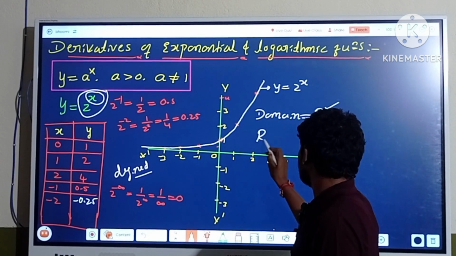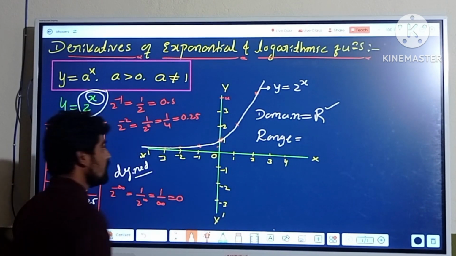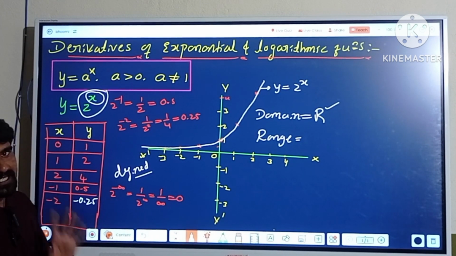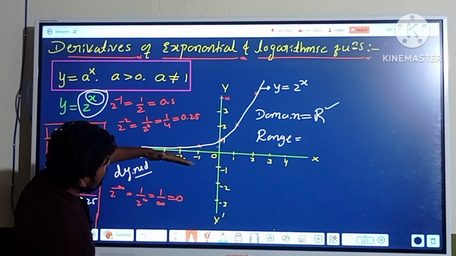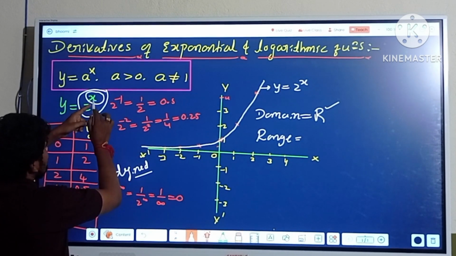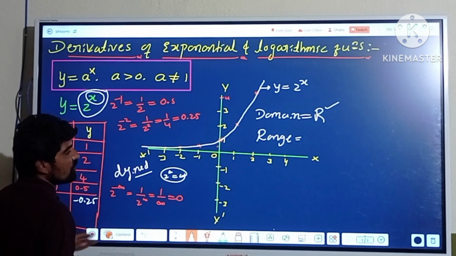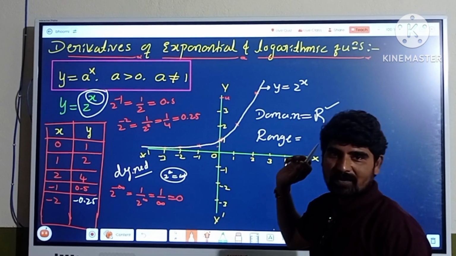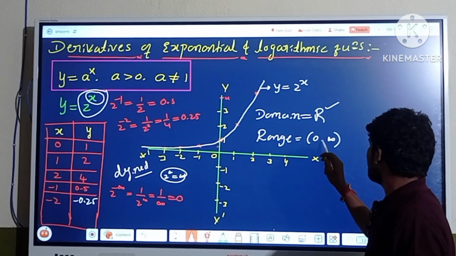And what is the range of this function? Observe here, we know that the set of all output values is called the range of the function. By the nature of the graph, we may observe that the value of y cannot be negative. If I consider x equal to infinity, then 2 power infinity is equal to infinity. Therefore, the output values may go from 0 up to infinity. Therefore, the range of the function is 0 to infinity.